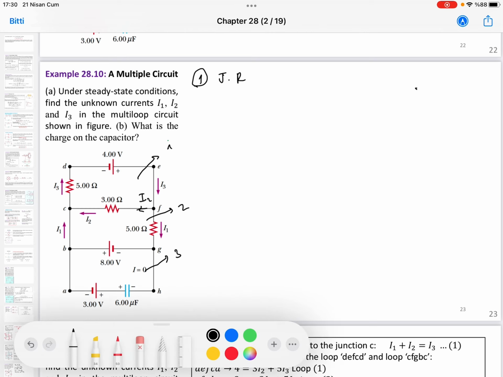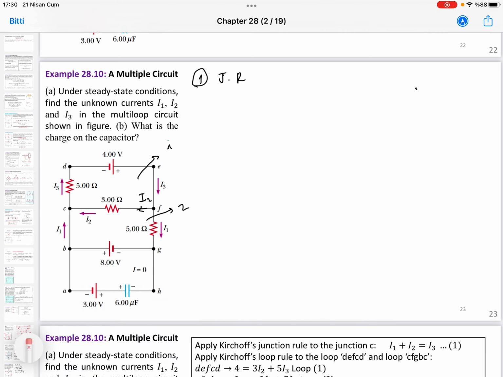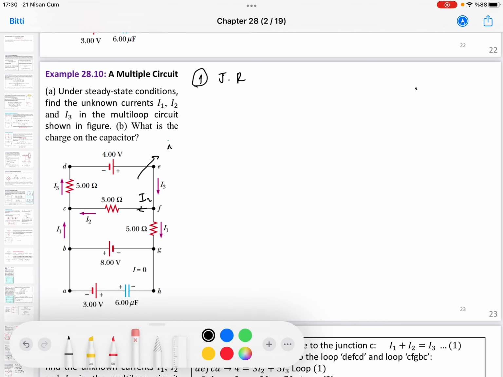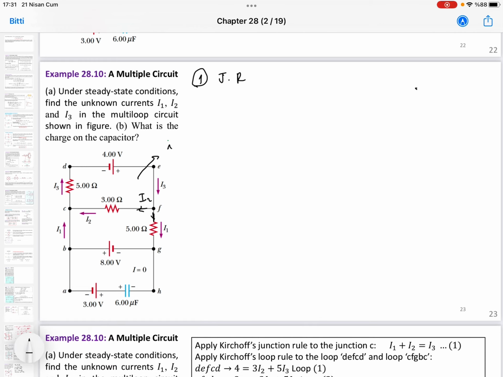I want to clean this part. In this way we can see much better. Okay, this is I3, I1. Where is my junction? Junction is point F. I3 is coming, and I2 and I1 are leaving. Isn't it? Yes. So can I say I3 equals I1 plus I2.